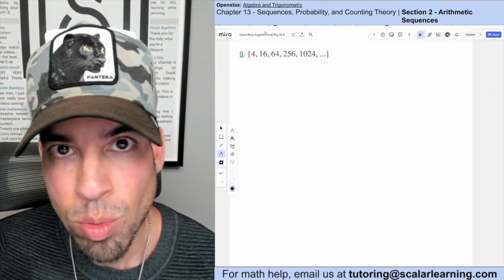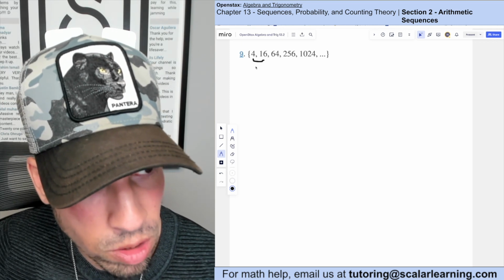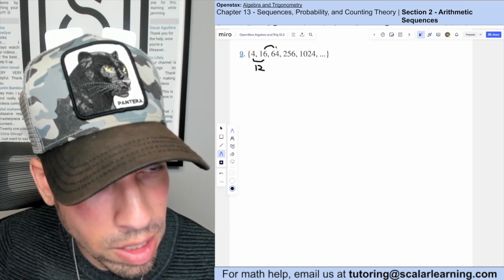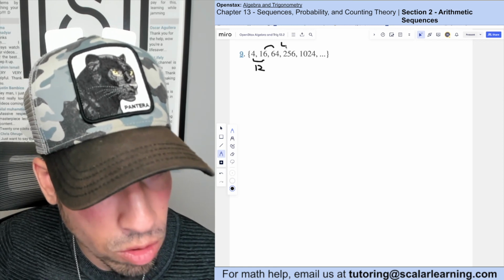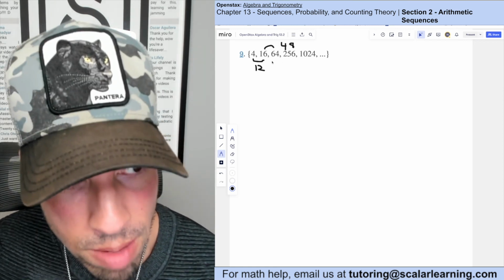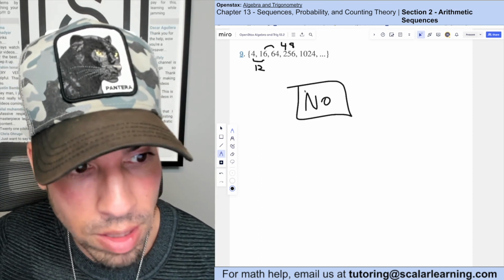Done. So for this one, I can figure out right away if it's an arithmetic sequence. Right here, we have a common difference of plus 12. And then right here, look at that, we have a common difference of 48, okay? So right off the bat, I have two different common differences. I don't have to check anything else. So this would be a no, okay? So that's how you do it.